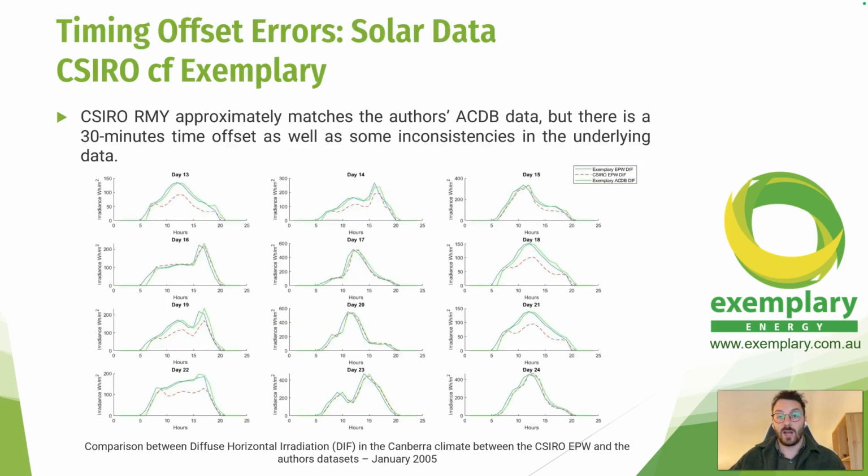As can be seen from this graph showing the comparison of the diffuse horizontal irradiation in the Canberra climate, despite a few inconsistencies in the underlying data, it appears that the CSIRO EPW approximately matches our data, but with a 30-minute time offset compared to our EPW. In fact, when comparing the CSIRO EPW with our ACDB, it can be appreciated how they seem to follow the same time convention. Thus, this is justifying our suspicions about the errors introduced when transcribing the data from ACDB to EPW.